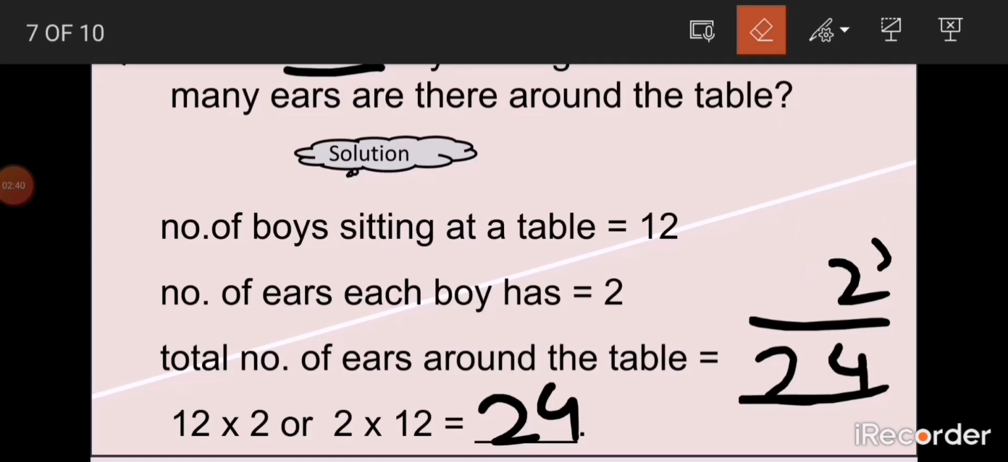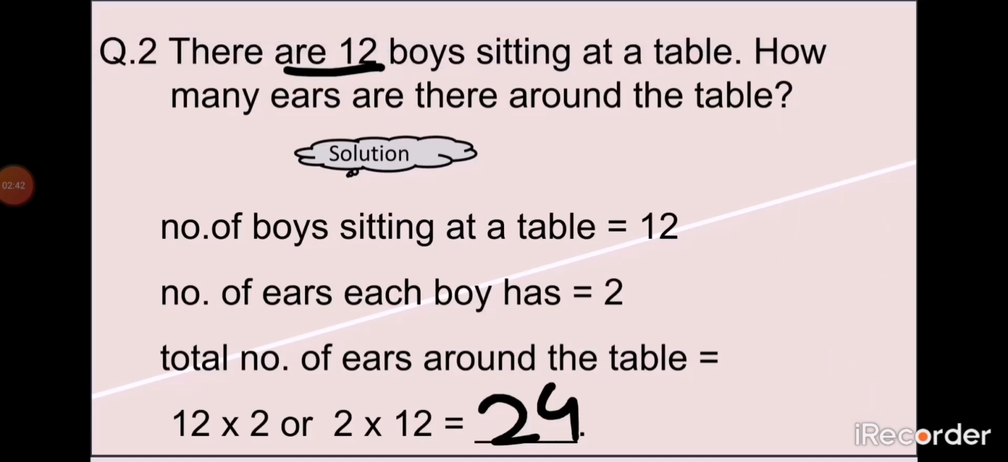Or you can also count in 2s on your fingers 12 times. Please learn your tables by heart. It will help you in your work, and your work will be easier if you learn the tables by heart. So, in this question, we found the total number of ears present around the table. The number of boys is 12 and each one has 2 ears. And the total is 2 multiplied by 12 or 12 multiplied by 2 is equal to 24. You can also do some drawing here of boys sitting at a table.